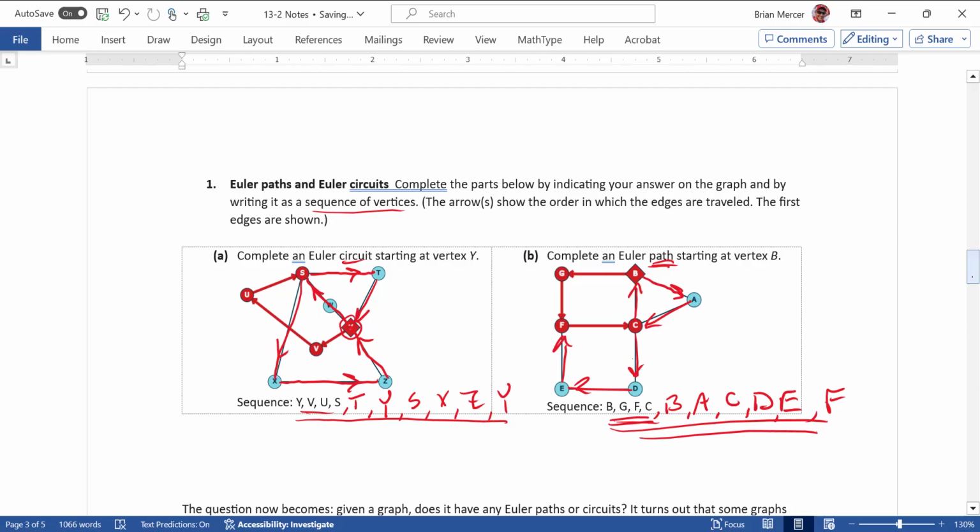The question that we'll talk about in the next video is: is this always possible? Is it always possible to have an Euler circuit or an Euler path? And it turns out the answer is no.